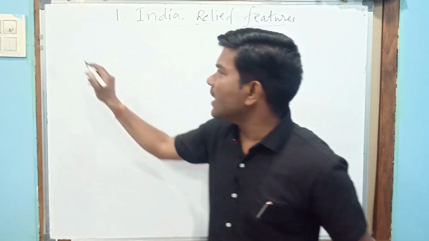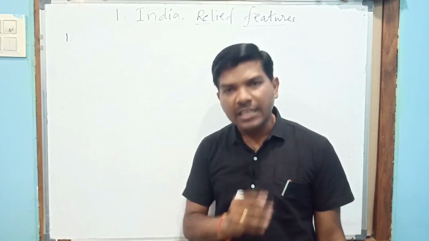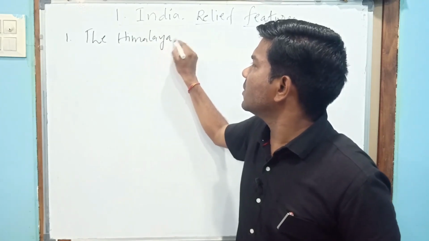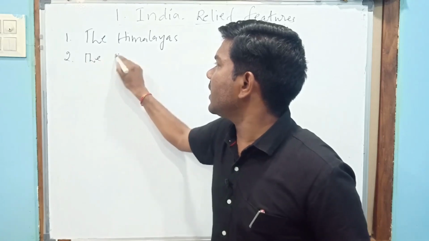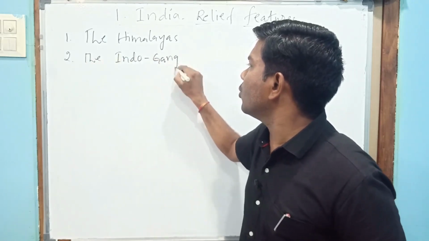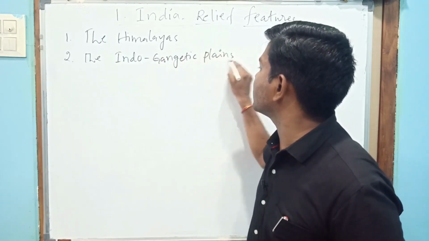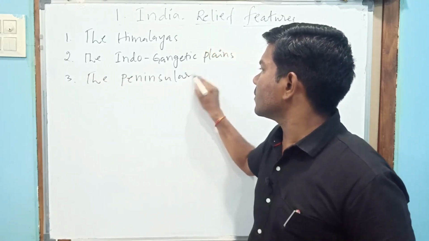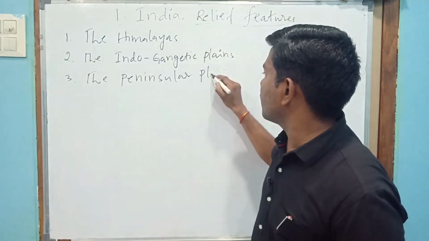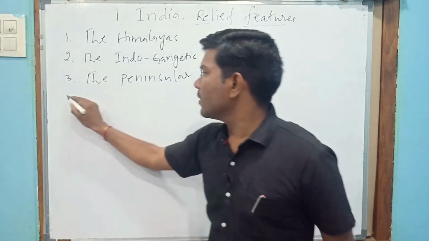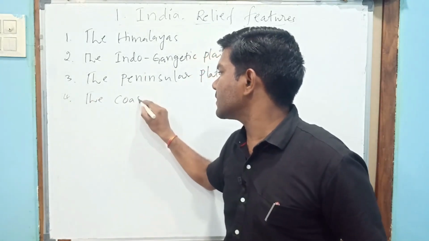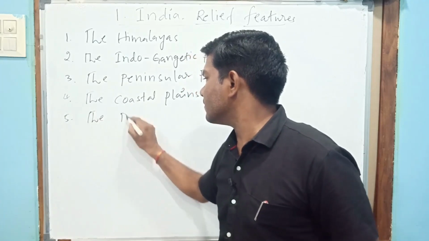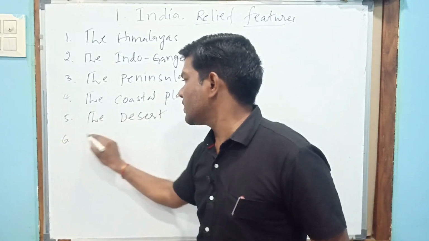As we know that India can be divided into 6 major physical divisions, right? First one is the Himalayas. Second one is the Indo-Gangetic plain. Then third one, the Peninsular Plateau. Fourth one, the coastal plains. Fifth one, the desert. Sixth one, the islands.